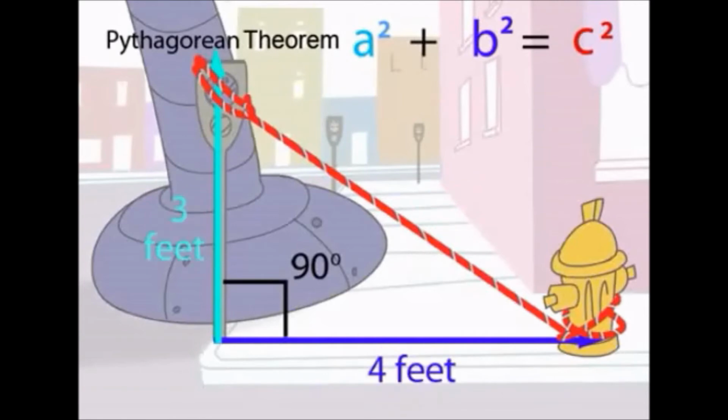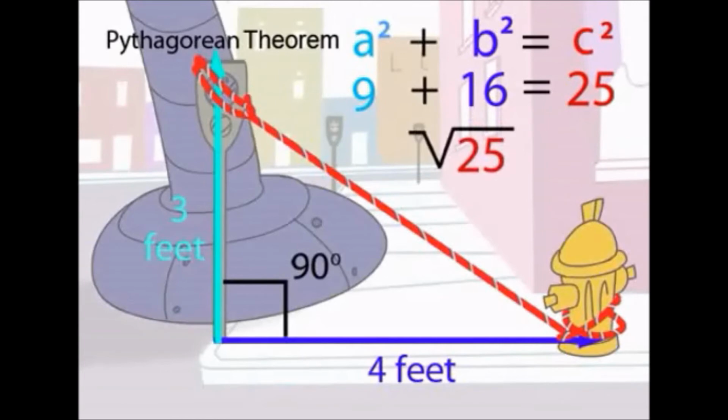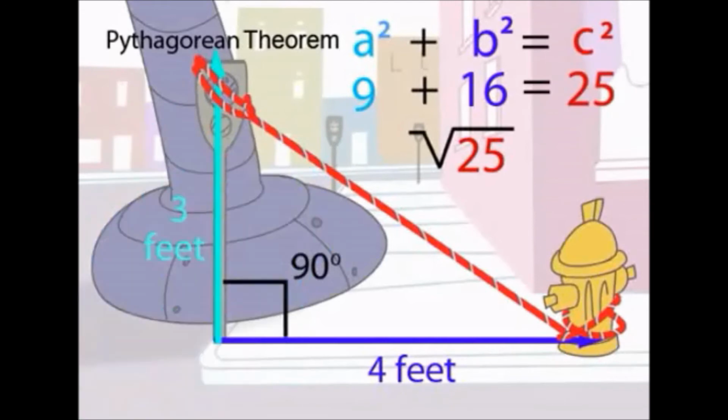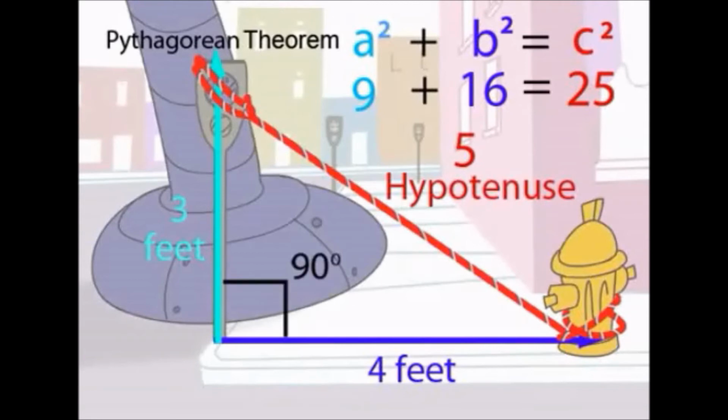If our meter is 3 feet tall, we square the 3, which is 3 times 3, and that equals 9. Let's work on the 4. If we square the 4, that is 4 times 4, which is 16. 9 plus 16 equals 25. Now we need to find the square root of 25. What number times itself equals 25? Oh, that would be 5. Yes. This means that the hypotenuse, or the side that is opposite the right angle, is equal to 5 feet.